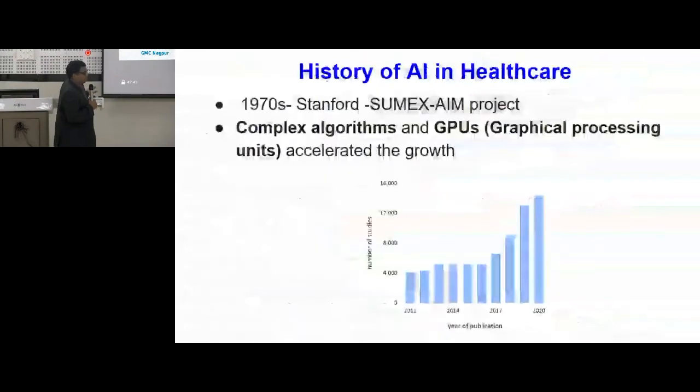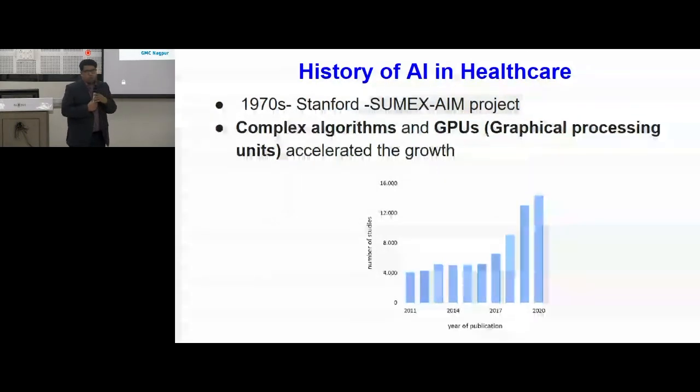Then the history of AI in healthcare. The actual research started in the 1970s. Stanford started a program in the 1970s, the first program called the SUMEX AIM project. But after that, there was a plateau. The research did not pick up after that because the complex algorithms were not developed until then. The hardware, GPUs, graphical processing units, required to do this much computation to analyze huge amounts of data was not present at that time.